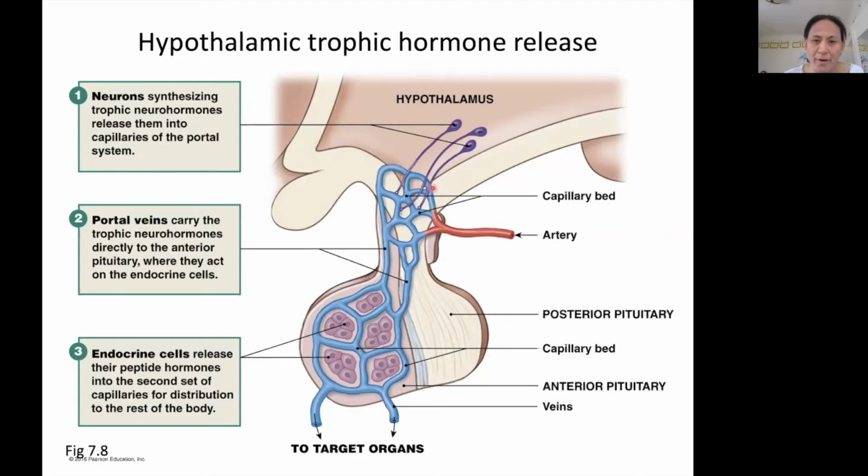Okay, so we have a capillary bed right here that these neurohormones are going to enter into, okay? Once they're there, they're going to travel a very short distance to this other capillary bed down here in the anterior pituitary. Once they reach the anterior pituitary, they're going to act on the endocrine cells here in the anterior pituitary, okay? And these cells in the anterior pituitary are going to release those 6 hormones that you just saw in the previous slide, right? So those guys are going to go into the general circulation and they're going to reach their target organs.